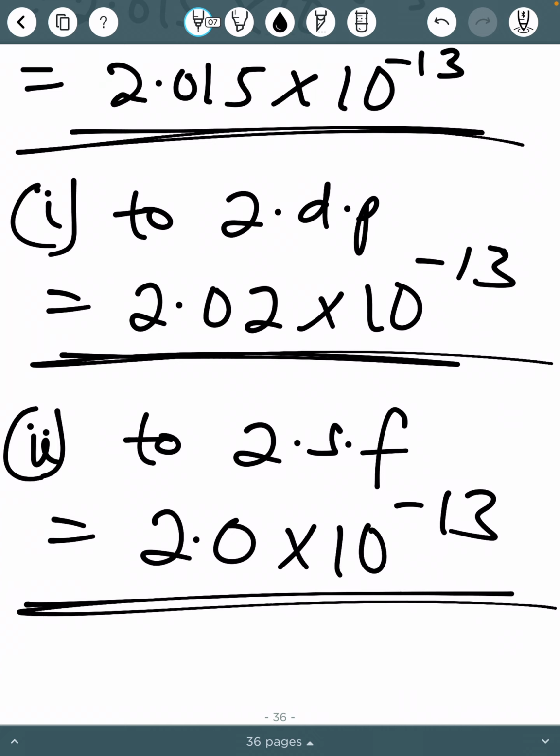That ends exercise 4.1. We'll now take a look at some laws of indices and go to the next exercise in the next video. Thank you.